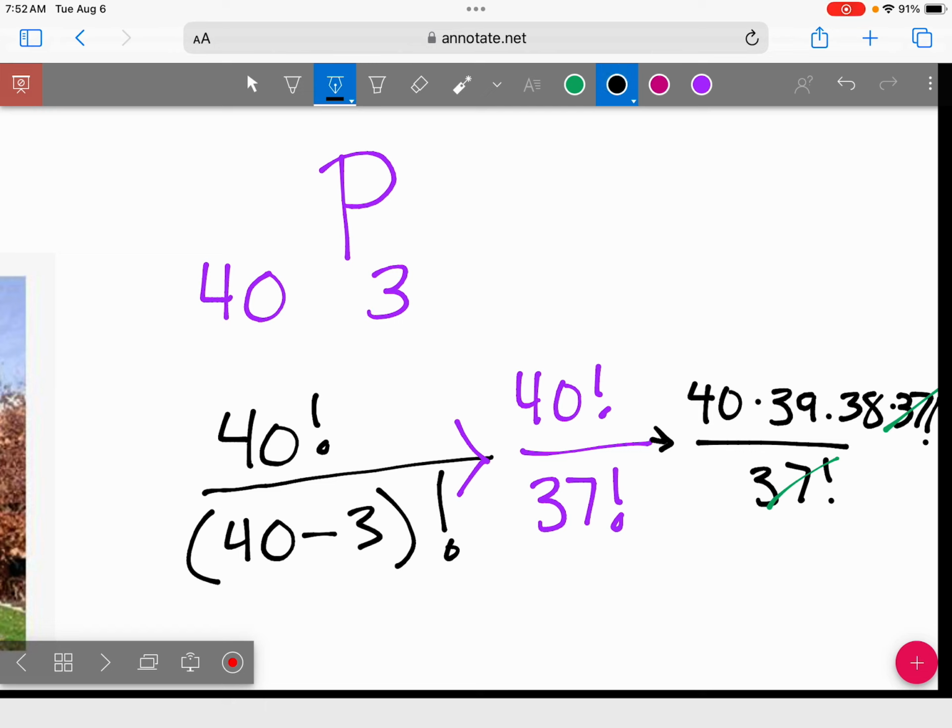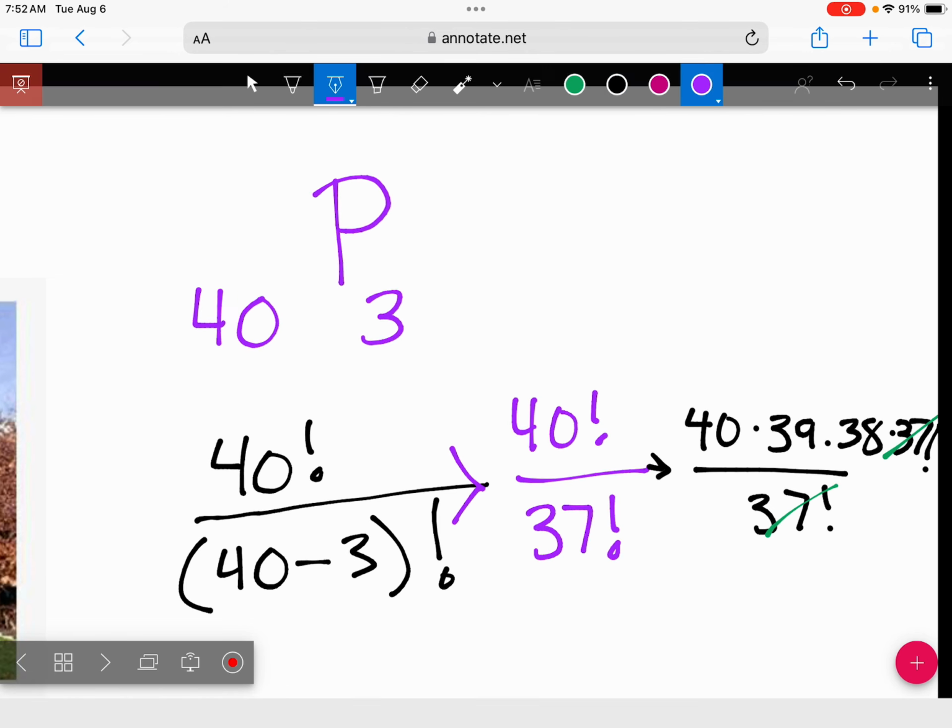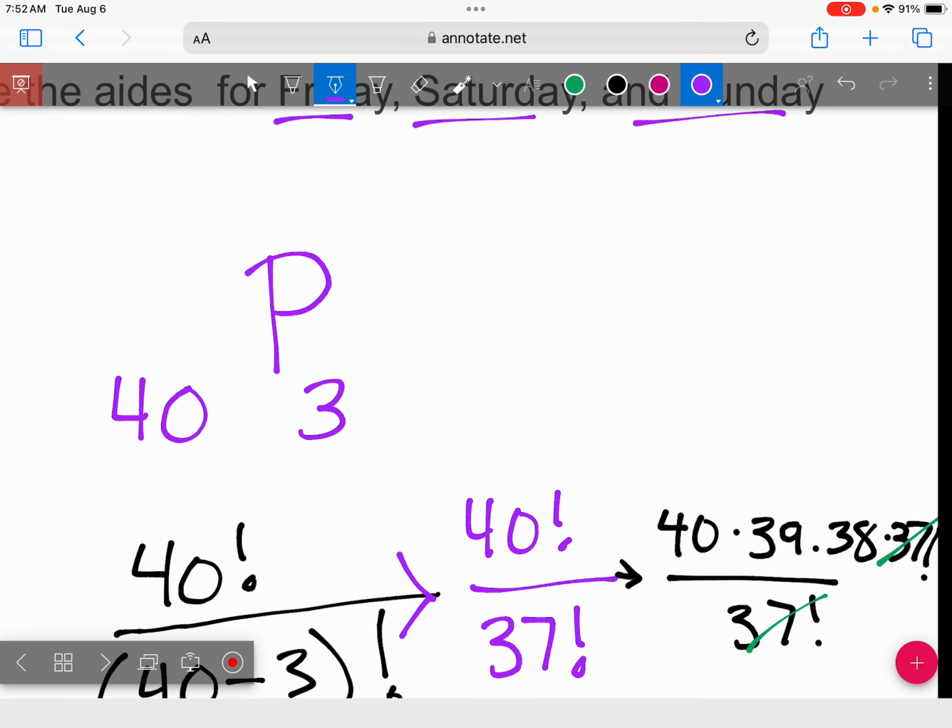So how many options do we have here? 59,280. Okay. I say as long as we see what happened. That does make a difference.